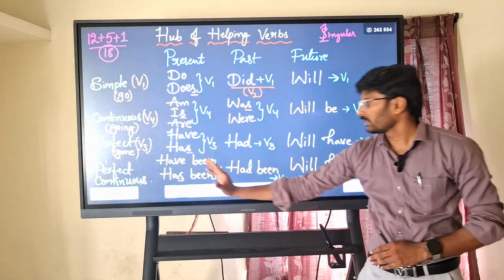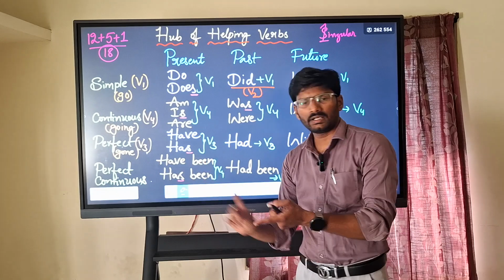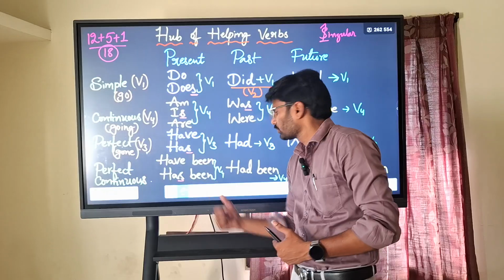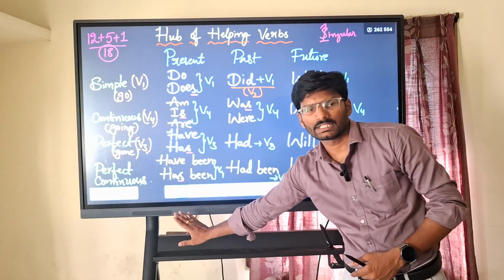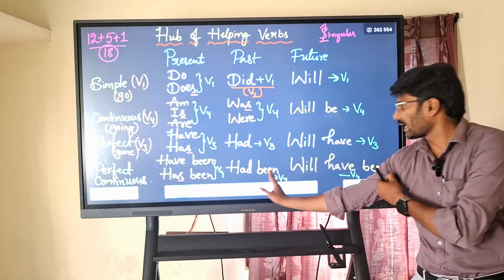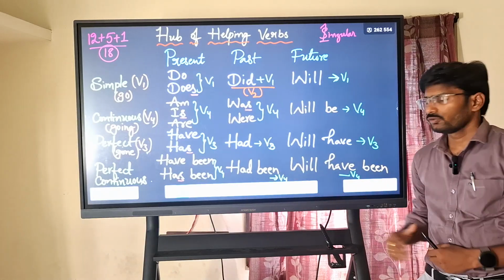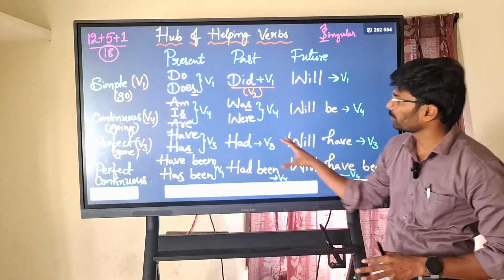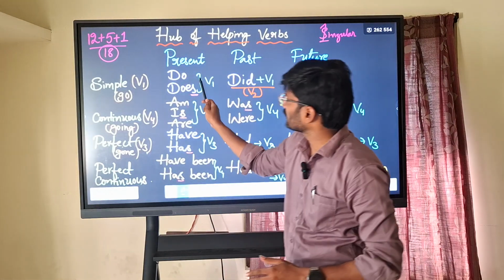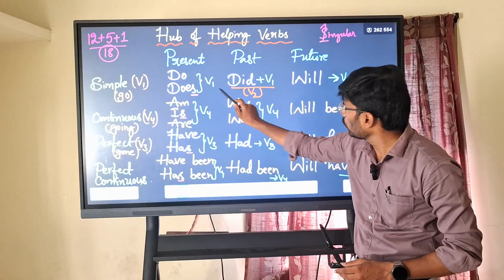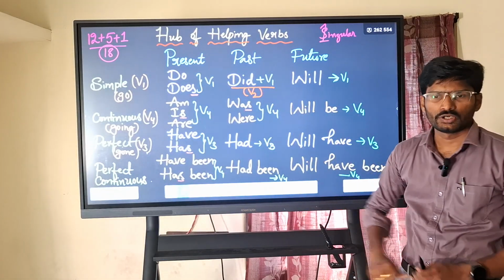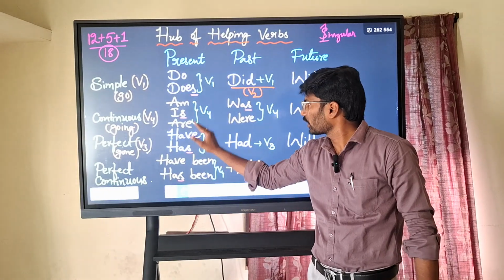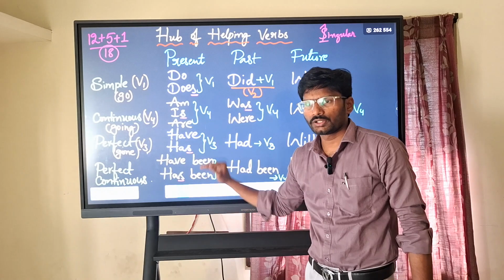Will have. And what are these perfect continuous tense? Perfect and continuous combination. Perfect means have. Continuity, to show that continuity we use been. Have been, has been. Already we know past perfect means had, continuous means had been. Future perfect means will have, continuous means will have been. These are the 18 helping verbs we have, and whenever we are using these helping verbs, we have to use only these verb forms. With do, you can't use V2 actually, or you can't use V4 also. You can't use V3 also.